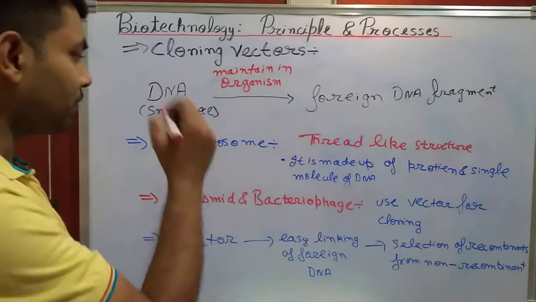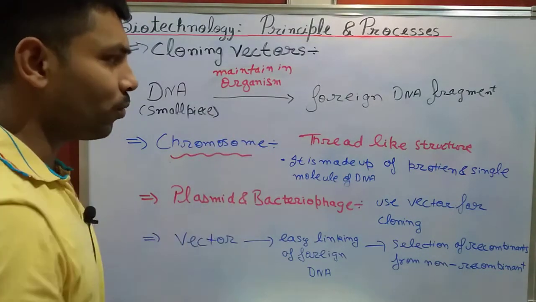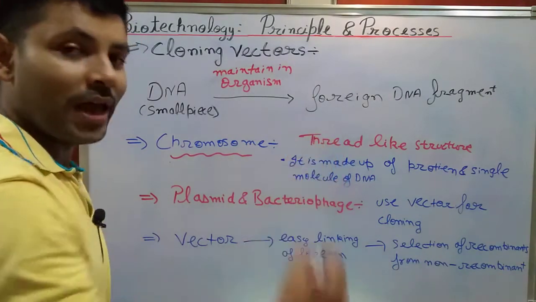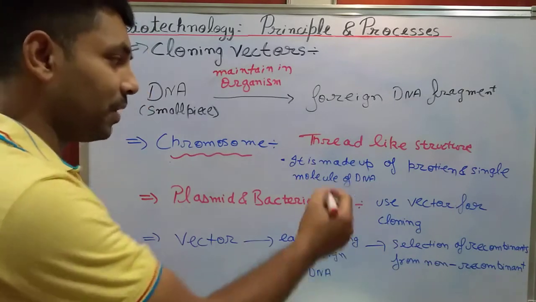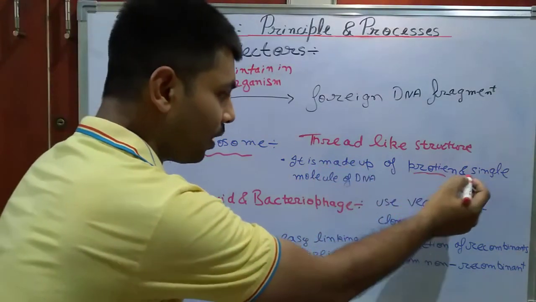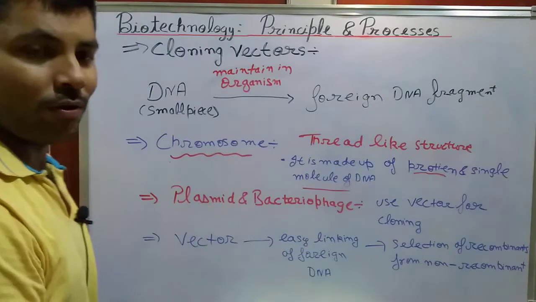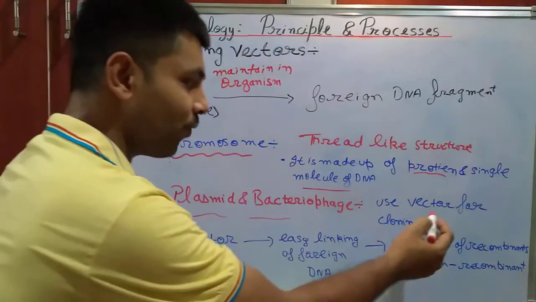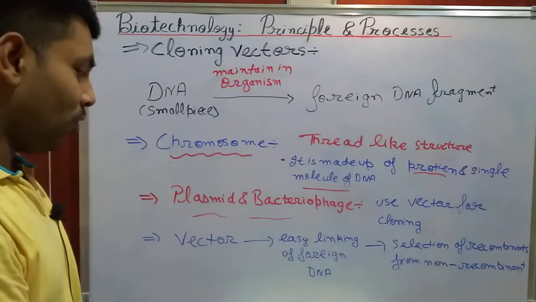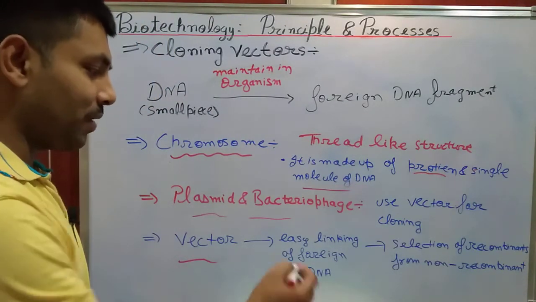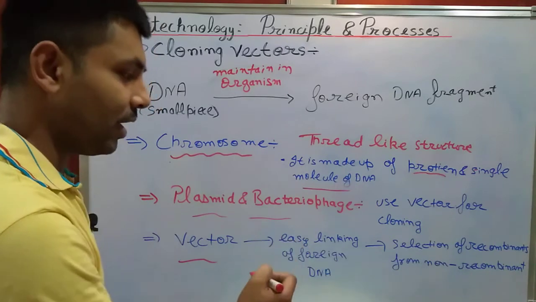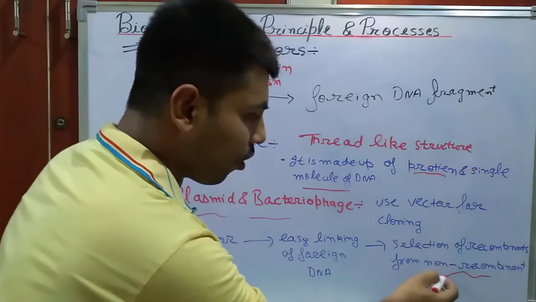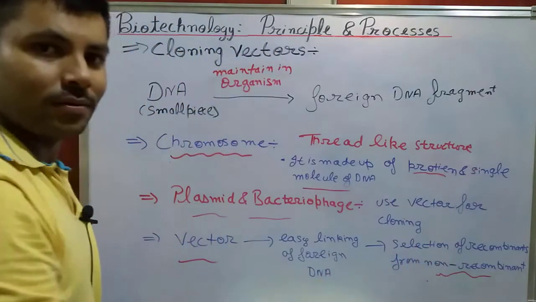Okay, see. What is a chromosome? It is basically a thread-like structure found in the nucleus of animal and plant cells. It is made up of proteins and a single molecule of DNA. Now see, plasmid and bacteriophage are used as vectors for cloning purposes. Now what is a vector? It allows easy linking of foreign DNA and selection of recombinants from non-recombinants. Okay, it is now clear.